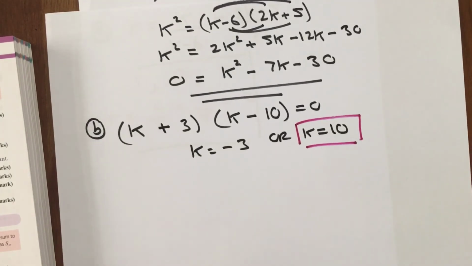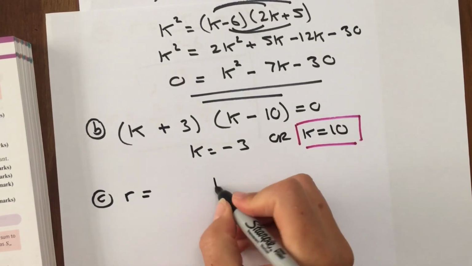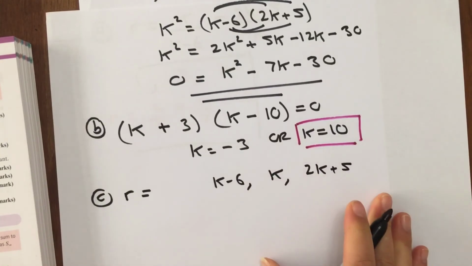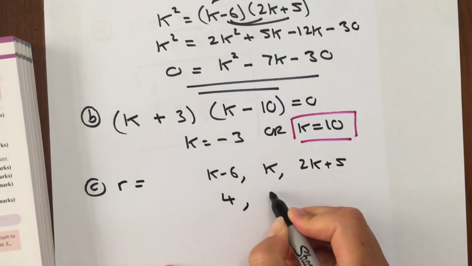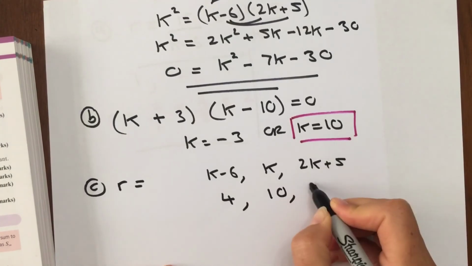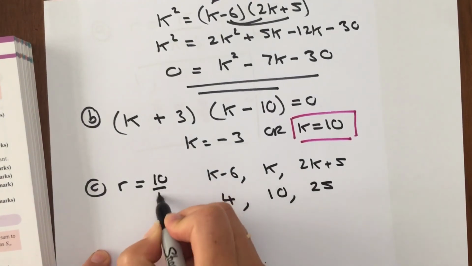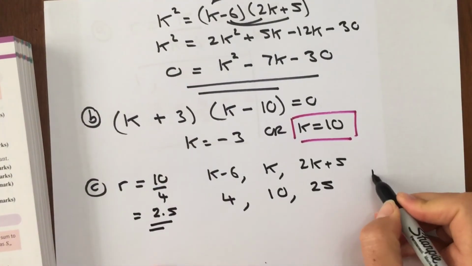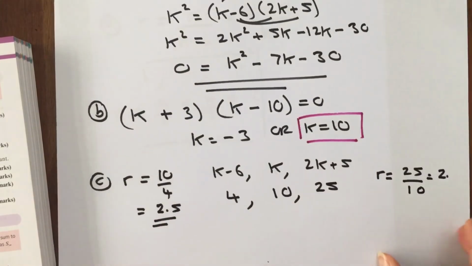Okay, next, find the common ratio, r. Well, let's look at now my sequence. Okay, this was my sequence at the beginning. This is what I was told is the first 3 terms. So, if k is 10, 10 minus 6, 20, 25. So, my common ratio will be 10 divided by 4 or 2.5. That should also be the same as 25 divided by 10, which it is, 2.5.